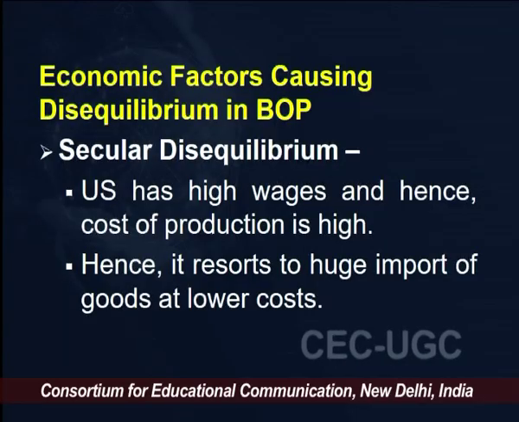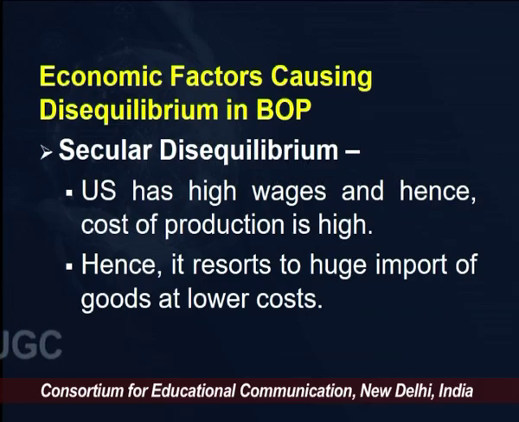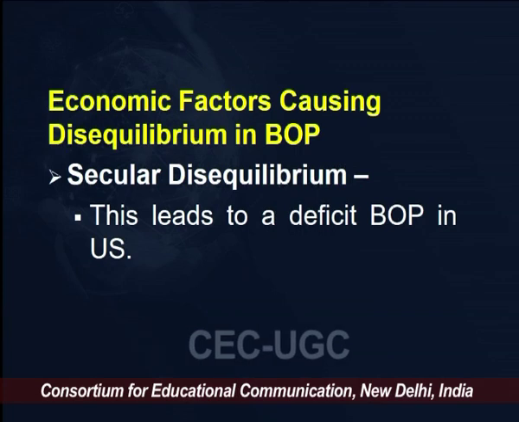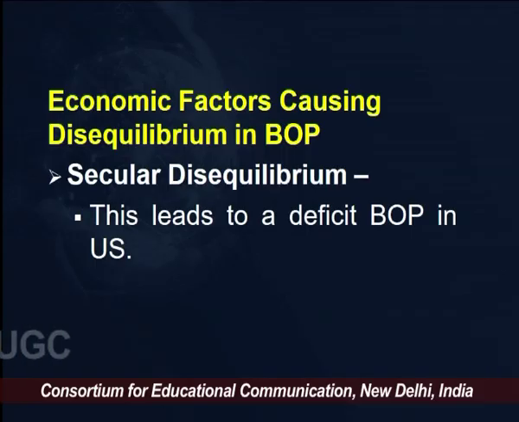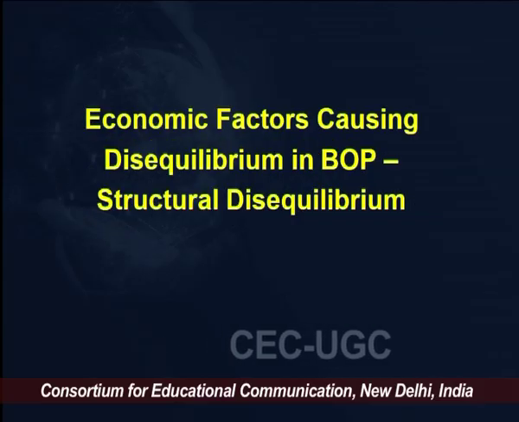US has high wages and hence cost of production is also high. Hence, it resorts to huge import of goods at lower cost. This leads to a deficit balance of payment in US. So, this is secular disequilibrium. All these are economic factors causing disequilibrium. Another is structural disequilibrium.